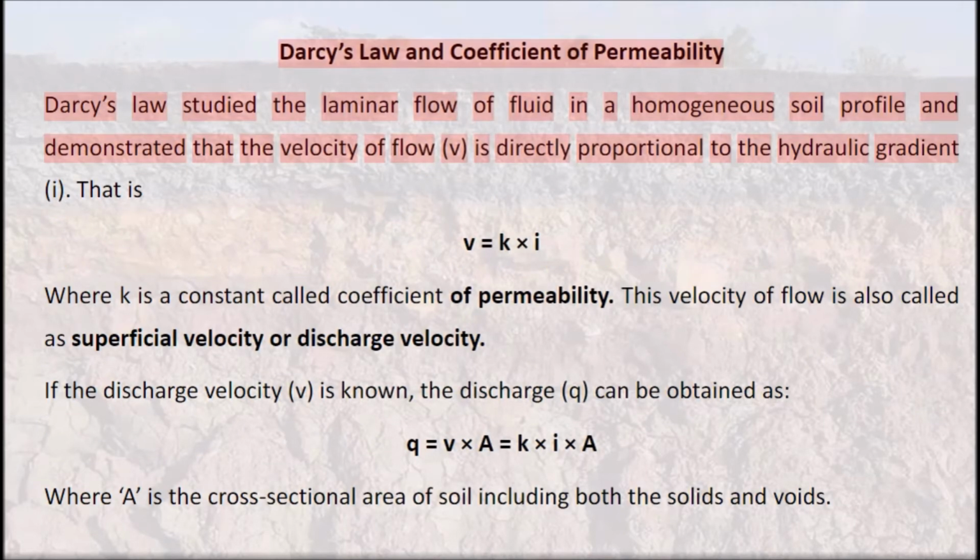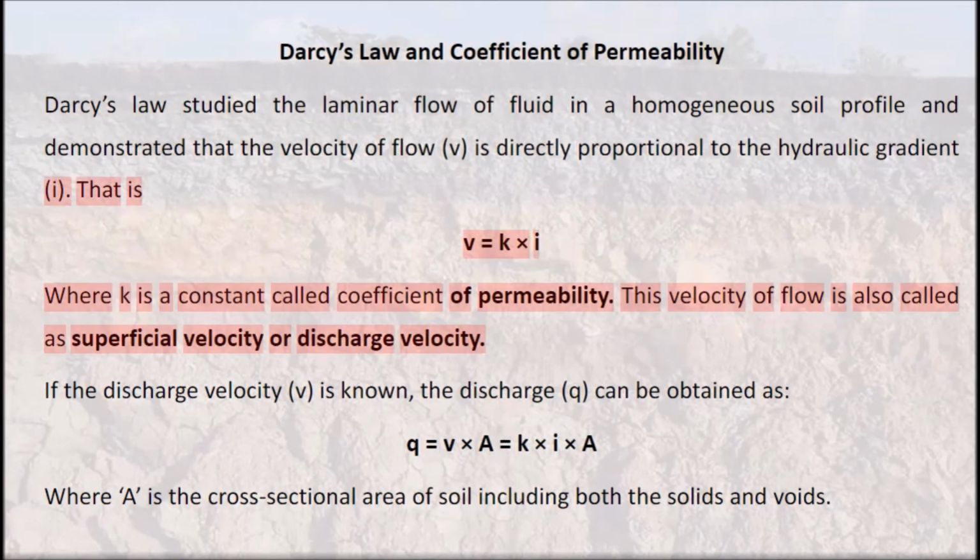Darcy's law and coefficient of permeability. Darcy's law studied the laminar flow of fluid in a homogeneous soil profile and demonstrated that the velocity of flow, v, is directly proportional to the hydraulic gradient, i. That is, v equals k times i, where k is a constant called coefficient of permeability.